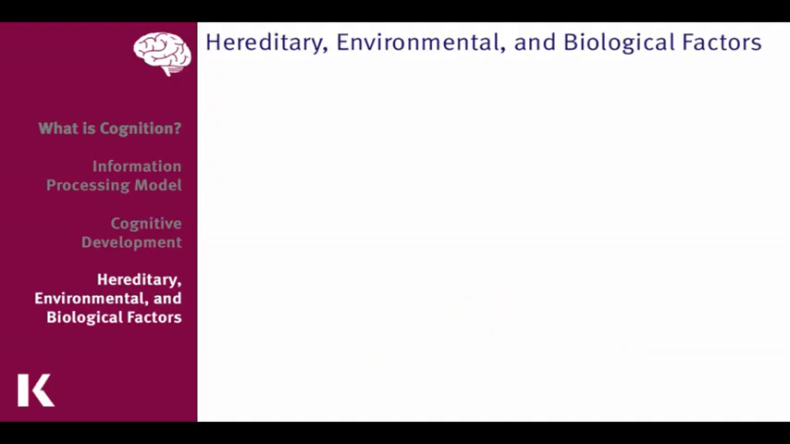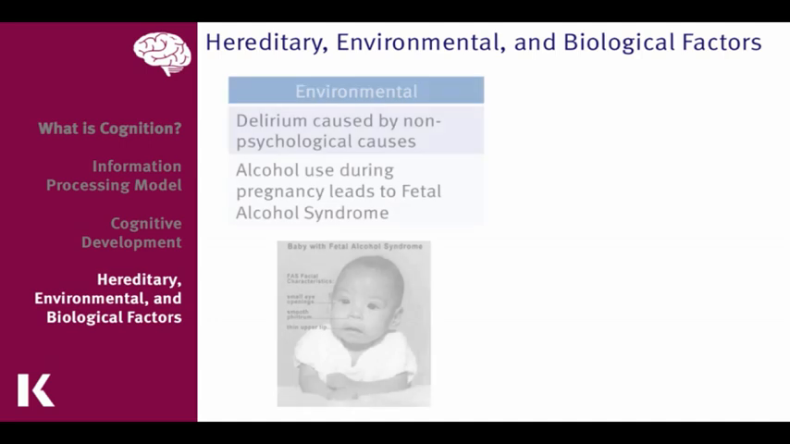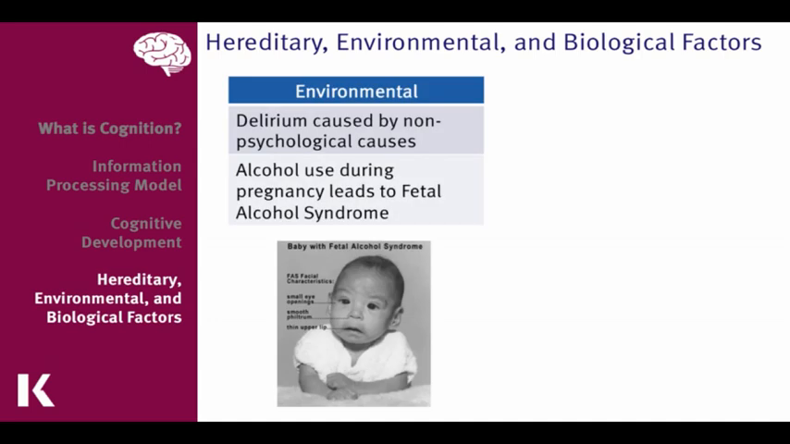There are various hereditary, environmental, and biological factors that can influence cognition. Many factors can overlap and simultaneously affect development. Environmental factors can include non-psychological causes, including electrolyte and pH disturbances, malnutrition, low blood sugar, infection, and many more, which can lead to delirium. Delirium is rapid fluctuation in cognitive function, and it's reversible and caused by medical non-psychological causes. For this reason, it should not be confused with dementia.